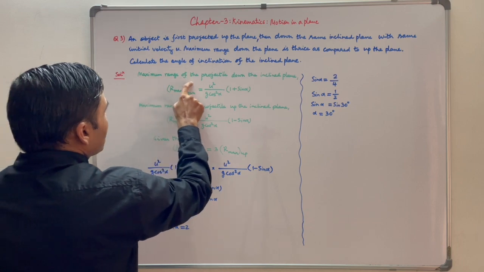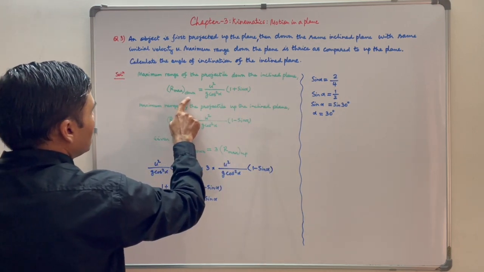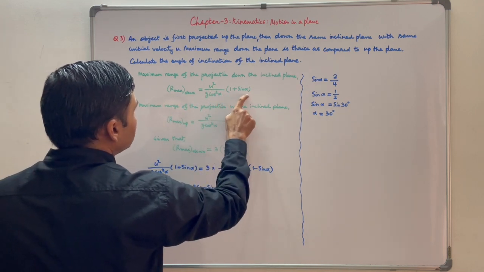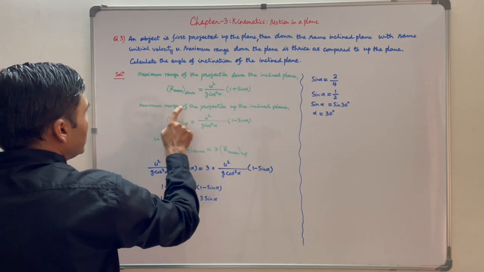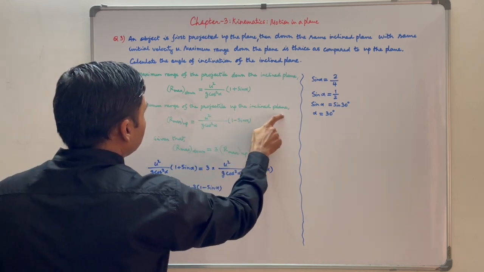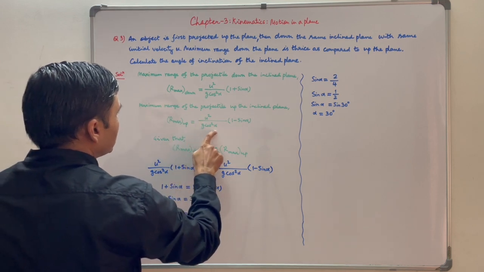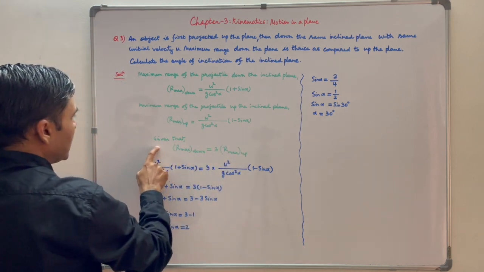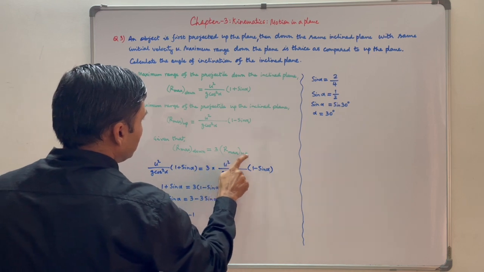So maximum range of the projectile down the inclined plane is given by R max down is equal to u square upon g cos square alpha into 1 plus sine alpha, where alpha is the angle of inclination of inclined plane. Maximum range of the projectile up the inclined plane is given by R max up is equal to u square upon g cos square alpha into 1 minus sine alpha. It is given that R maximum down is equal to 3 times of R maximum up.